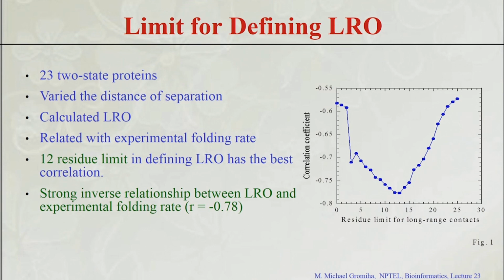This is how we get the number 12. Earlier we used the number 12, and now I will explain how we get it. We take a set of proteins with known, experimental folding rates. Now we can change the sequence separation from 1 to 25 residues. So, how many residues are within this limit? 1 residue or 2 residues, 3 residues and 4 residues, and so on.